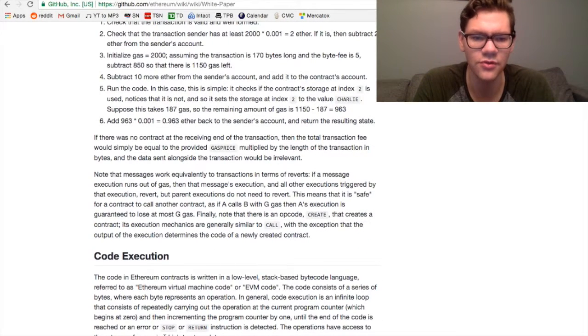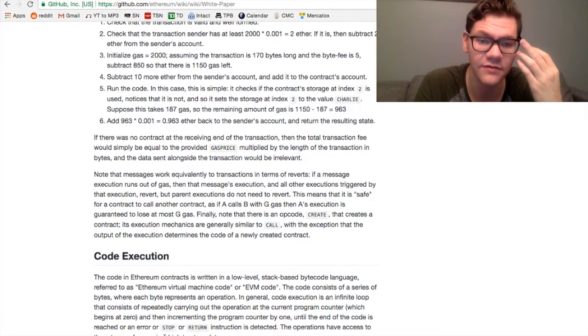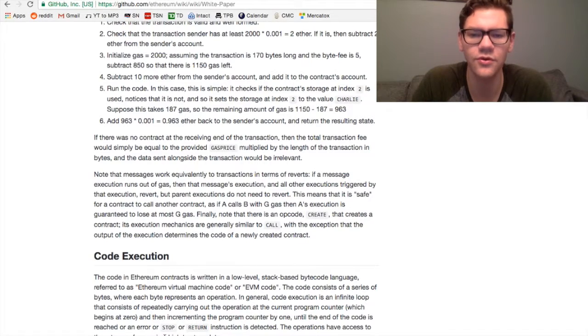If there was no contract at the receiving end of the transaction, then the total transaction fee would simply be equal to the provided gas price multiplied by the length of the transaction in bytes, and the data sent alongside the transaction would be irrelevant.